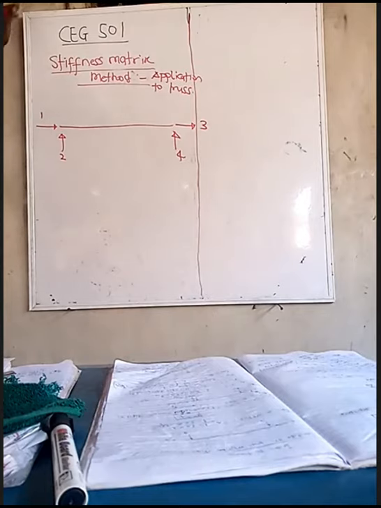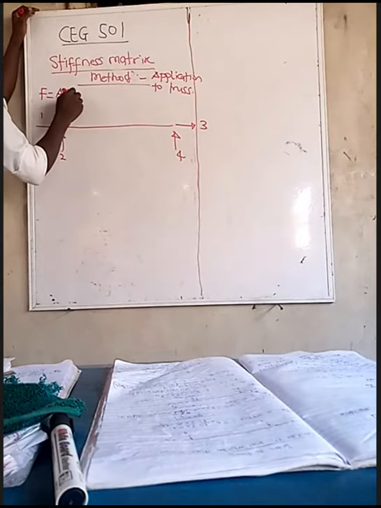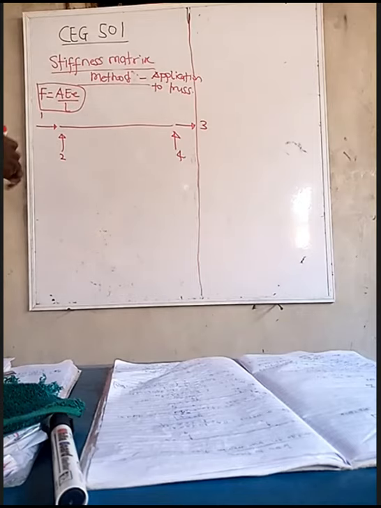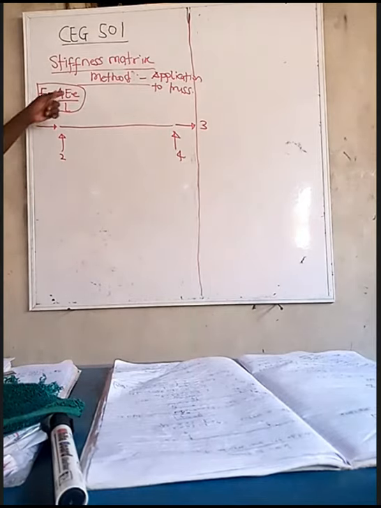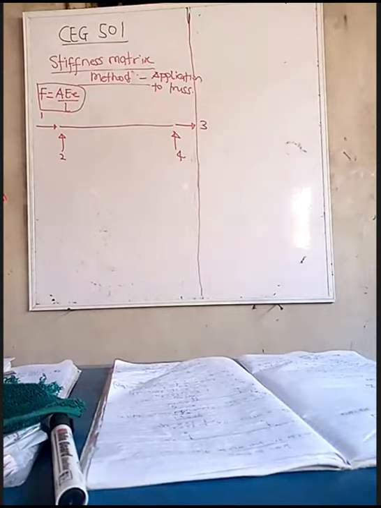I want you to remember from your earlier class that for a truss member, F is equal to AE delta over L. Force is sigma times A. And then sigma is the same thing as Young's modulus times strain. But strain is what? Extension over length. So that's how this formula came about. I believe we understand that. So let's move on.